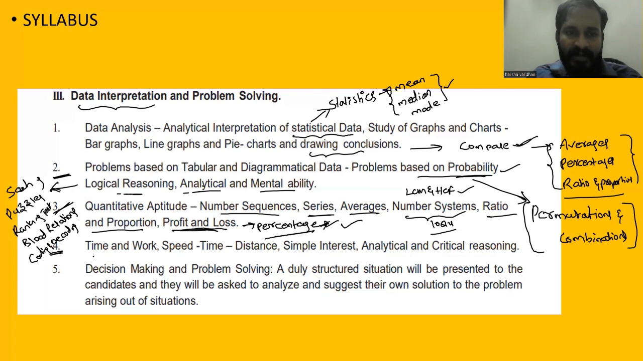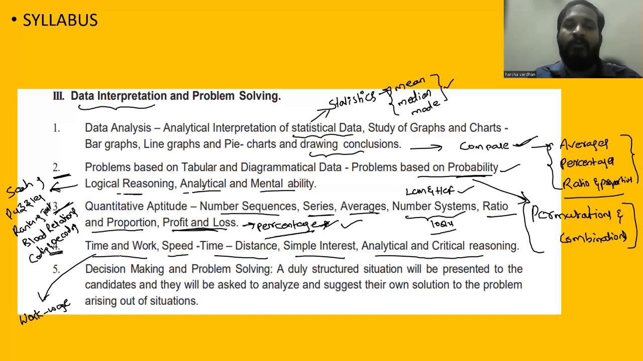Next portion we have is time and work, speed, time, distance, simple interest, analytical and critical reasoning. This is another section. Now come to time and work. Under this only, we will have time, work and wages also.